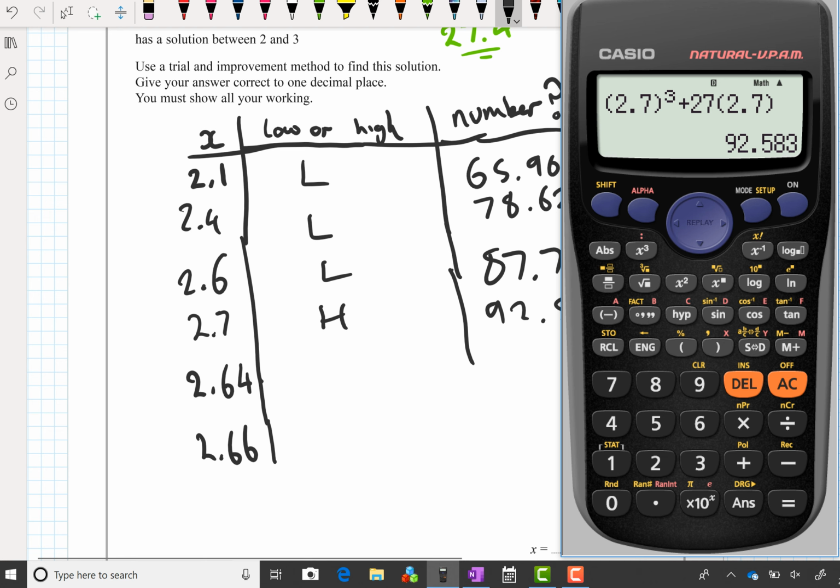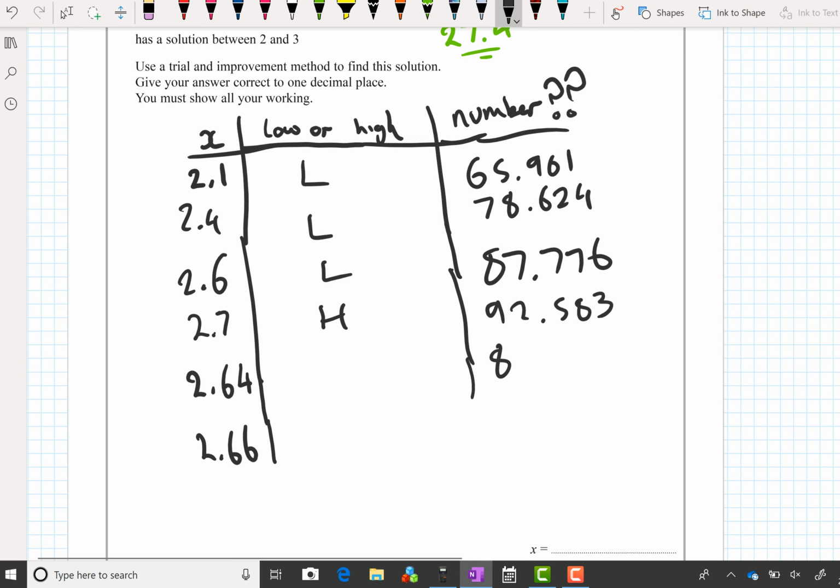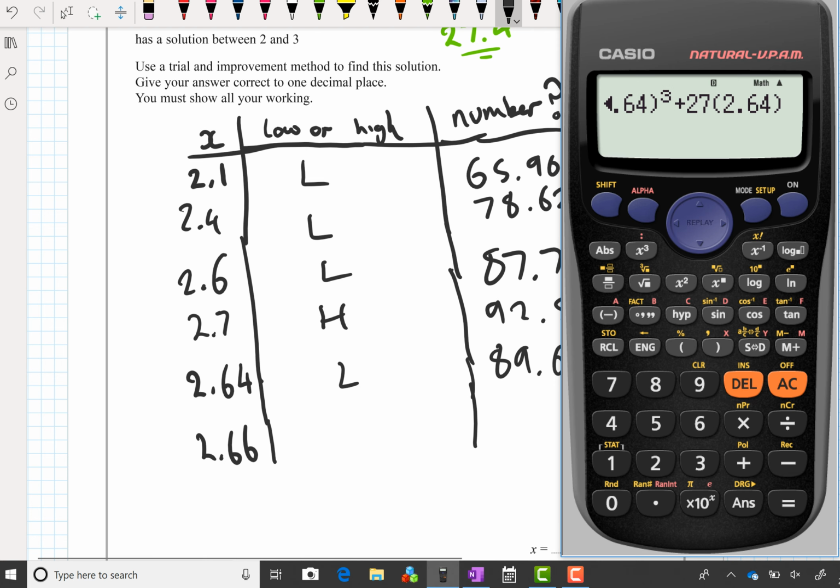So if I go here, 2.64, because that, correct to 1 decimal place, is 2.6. Oh, I didn't do the one on the end as well. Mustn't forget that. 89.679. A little bit low. 2.66. Probably going to be a little bit high. Maybe, just a guess. Might not be. 90.64.